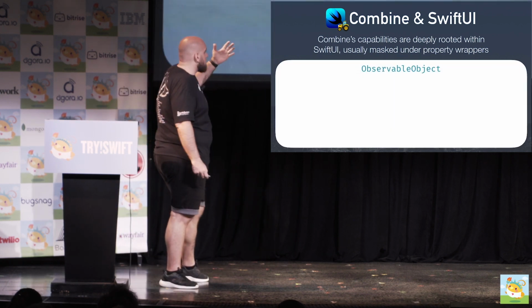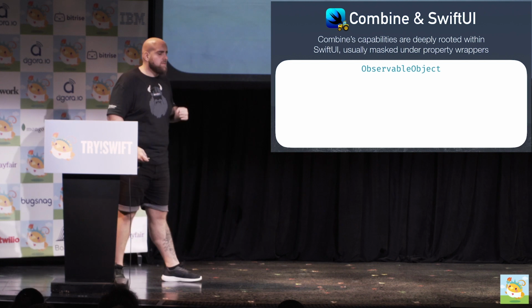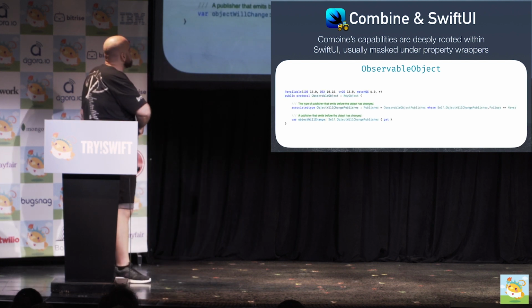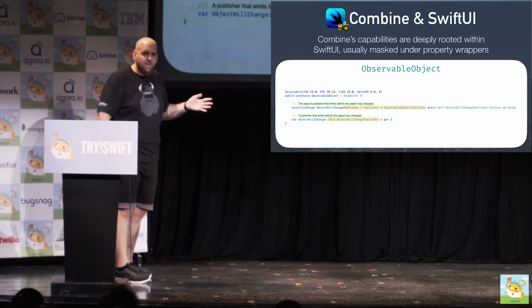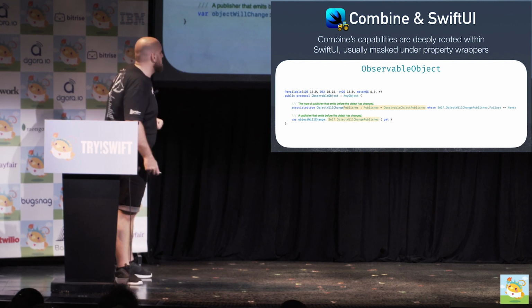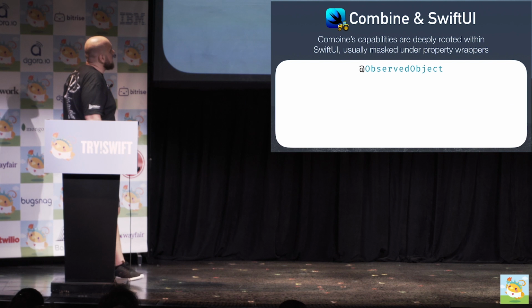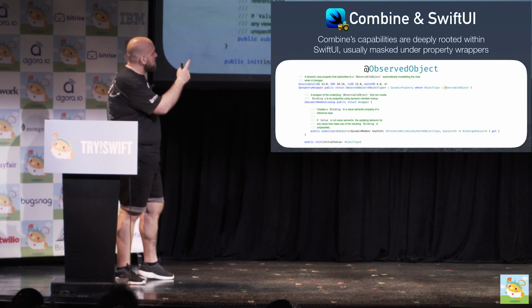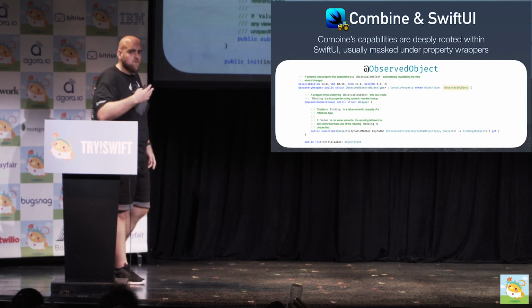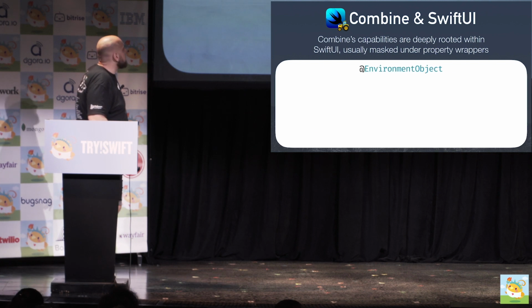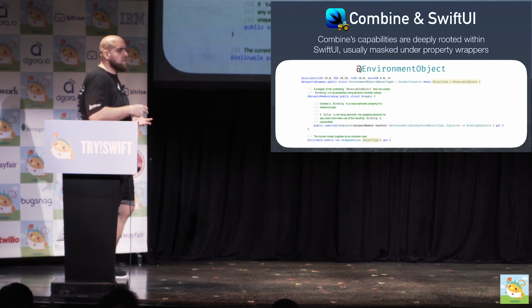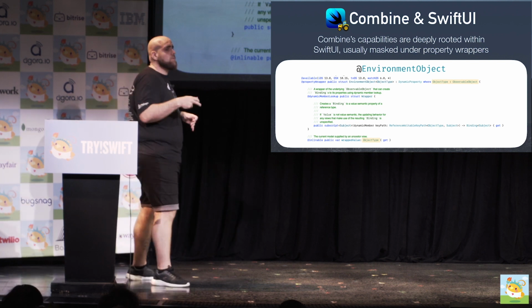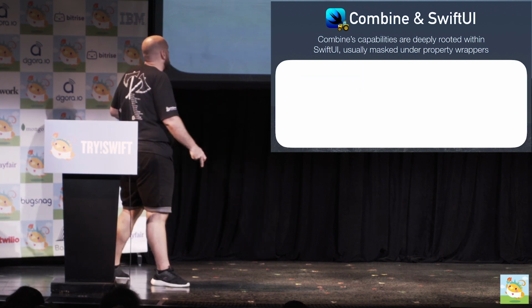So for example, ObservableObject, which you learned about earlier today. If you look in the implementation, you will see that the objectWillChange publisher is a publisher. It's a Combine publisher under the hood. And ObservedObject uses ObservableObject under the hood, which is also using a publisher. Same thing for EnvironmentObject, using ObservableObject under the hood. All of these things are using Combine under the hood to drive SwiftUI view updates.